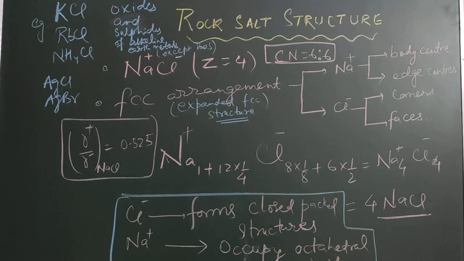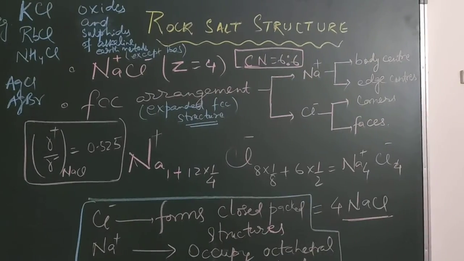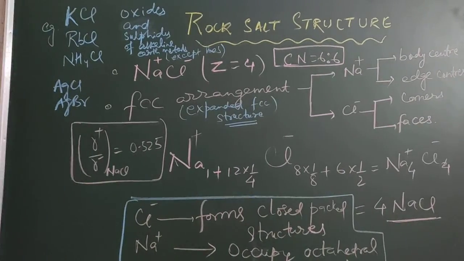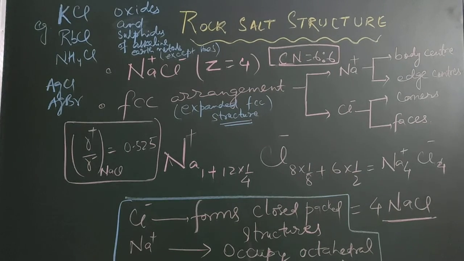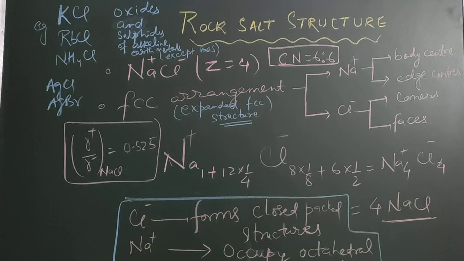Cl- forms closed packed structure being the larger anion, and Na+ occupies the octahedral void, which we can easily know from the formula. Now similar structures are shown by halides, like chlorides of potassium, like potassium chloride, rubidium chloride, ammonium chloride, silver chloride, silver bromide, except silver iodide. Even oxides and sulfides of alkaline earth metals except beryllium sulfide have similar rock salt type structure.